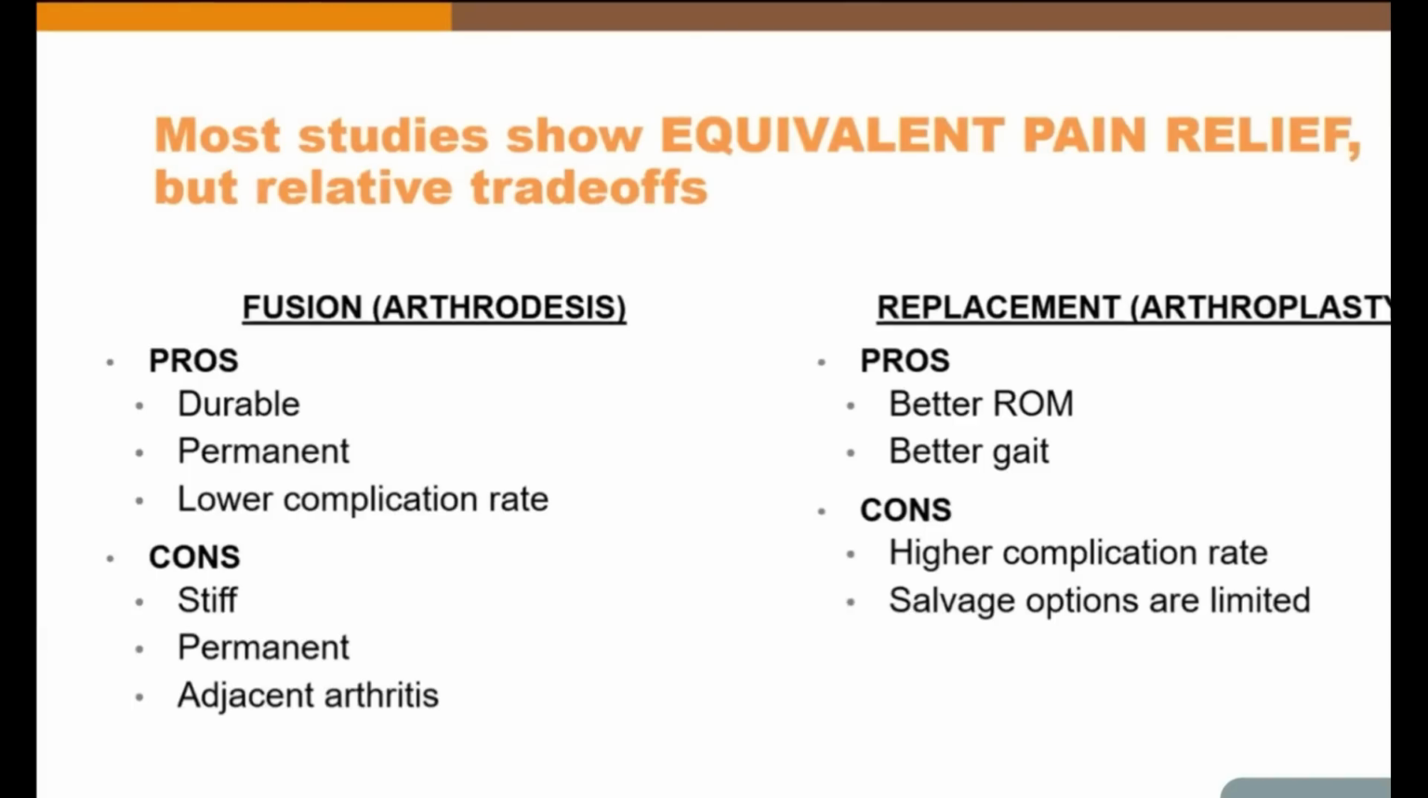If we look at the relative pros and cons of fusion versus replacement, they have equivalent pain relief, but fusion patients have a more durable or permanent treatment option that comes with stiffness and adjacent arthritis, whereas arthroplasty patients have better range of motion and gait at the trade-off of a higher complication rate.